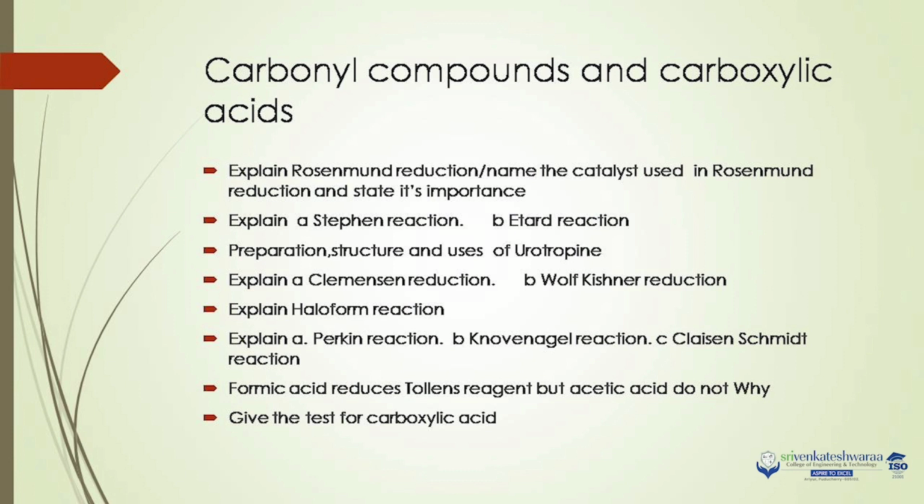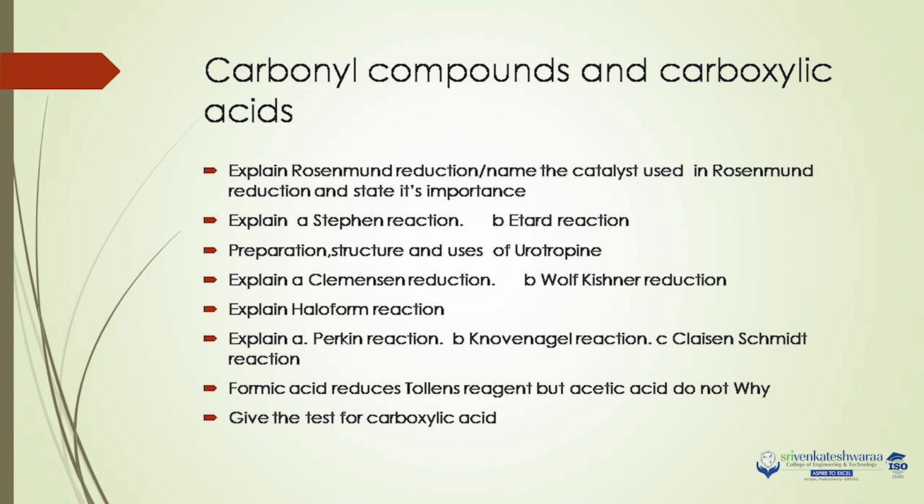Clemmensen reduction, Wolff-Kishner reduction. In both cases, the CO group gets converted to CH2. In Clemmensen reduction, we use zinc amalgam, whereas in Wolff-Kishner reduction, we use hydrazine in C2H5ONa. Haloform reaction: compounds having a CH3CO group have a tendency to undergo haloform reaction. Just go for Perkin reaction, Knoevenagel reaction, Claisen reaction.